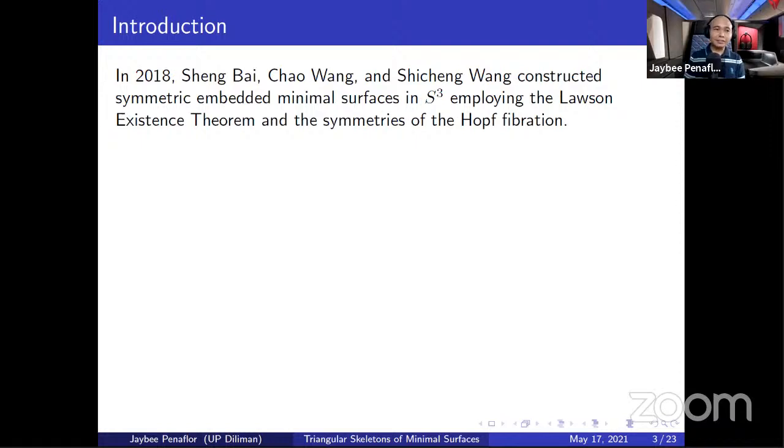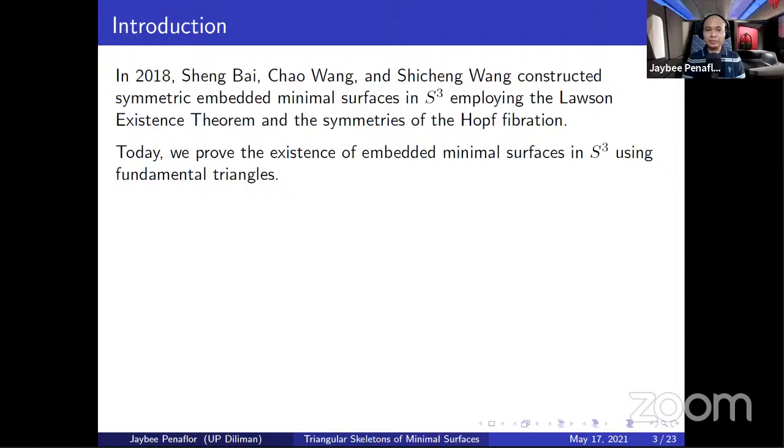These quadrilaterals have these characteristics. Each edge of the quadrilateral is also a geodesic, and each internal angle is an integral fraction of pi. So it begs the question, is it possible to simplify, or what is the smallest type of skeleton that will allow us to create a minimal surface on S3? In today's discussion, we'll actually prove the existence of the minimal surfaces using triangles instead of quadrilaterals.